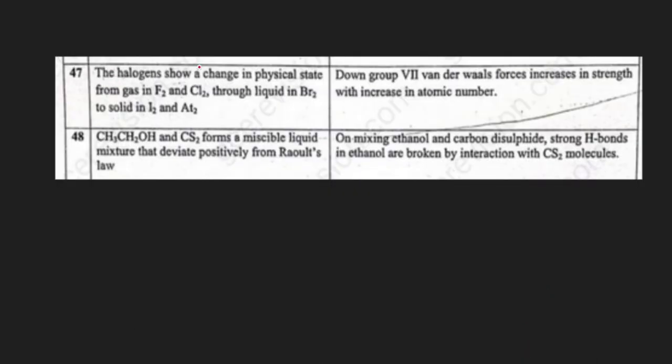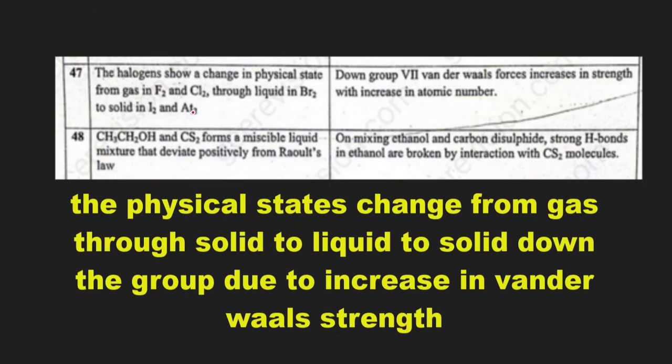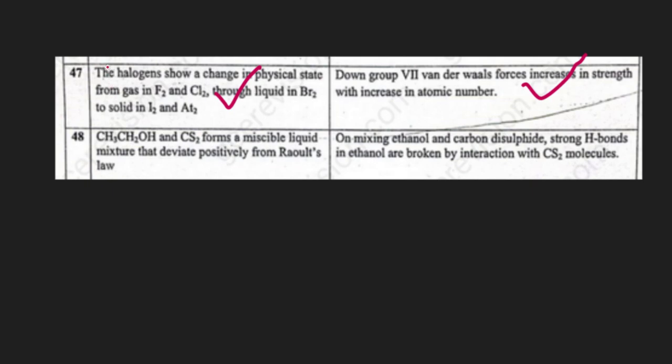Question 47. The halogens show a change in physical state from gas in fluorine and chlorine through liquid in bromine to solid in iodine and astatine, which is a very true statement. Now, for the second one, they say down group 7 van der Waals forces increases in strength with increase in atomic number. That is a true statement, and that is the exact reason why the physical states are going to solid due to increase in van der Waals strength. So statement 2 does explain the first, making our answer to be A.